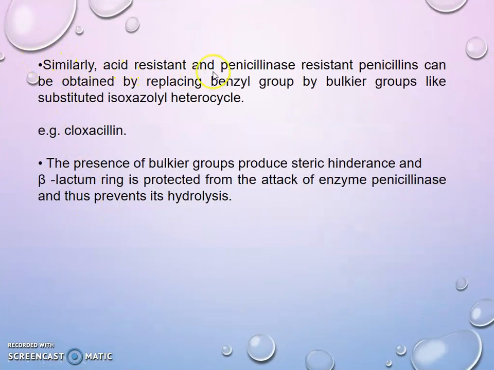Similarly, acid-resistant and penicillinase-resistant penicillin can be obtained by replacing the benzyl group by a bulkier group like a substituted isoxazolyl heterocycle. For example, cloxacillin. The presence of the bulkier group produces steric hindrance and the beta-lactam ring is protected from attack by the enzyme penicillinase, and thus its hydrolysis is prevented.